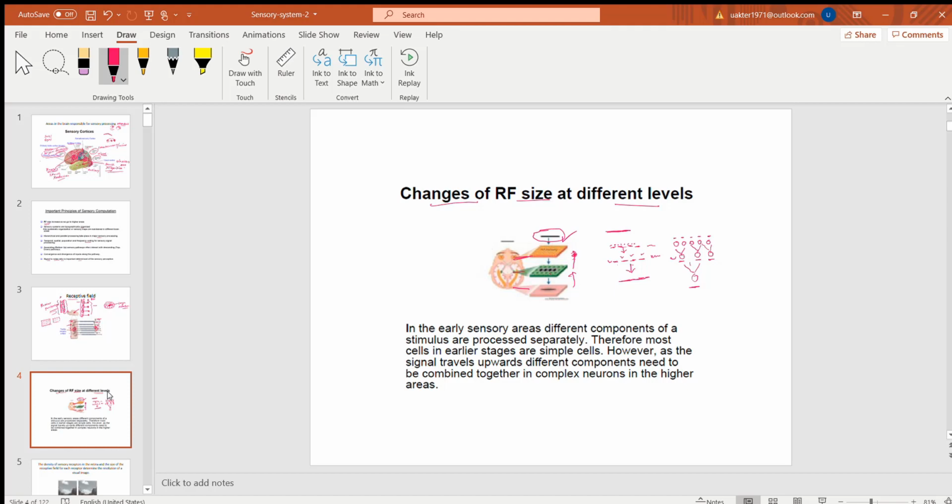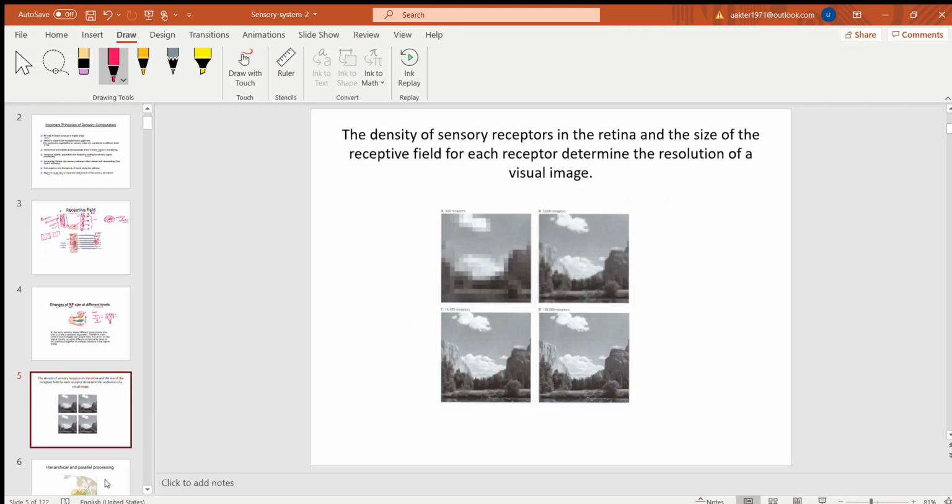That's why we say that earlier neurons are simpler neurons, but the neurons in higher areas are more complex, because multiple receptive fields are combined together as you move upwards. So that is another property we see as the sensory signal travels towards the brain. As I already explained, the density of sensory receptors and the size of the receptive field are both important, and if the number of receptors is more and the size is smaller, the perception is better.